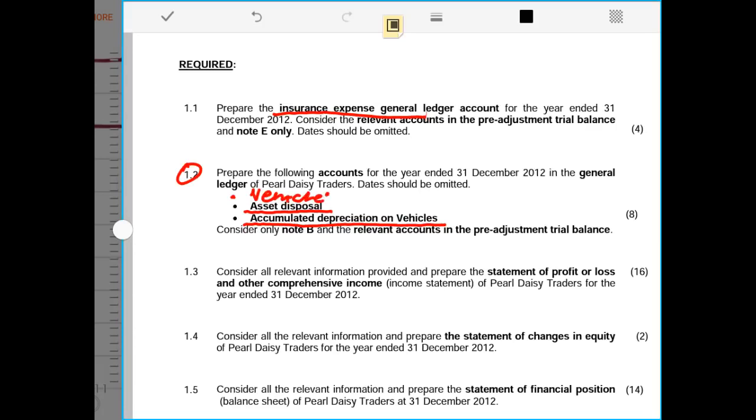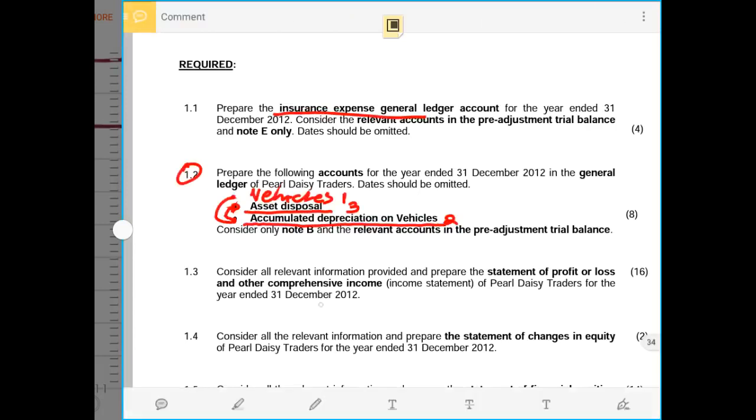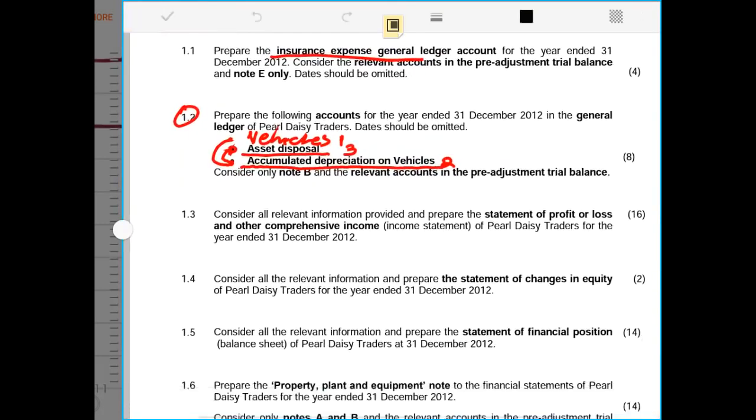So now we can do the vehicles ledger account, then after we do accumulated depreciation, then we do after asset disposal, because the sequence for me is the ledger account for asset, then after we do accumulated, then after we do the asset disposal. So this is number one, this becomes number two, this becomes number three in terms of the sequence. Then after we are required under 1.3 to do the statement of profit and loss, which is income statement.